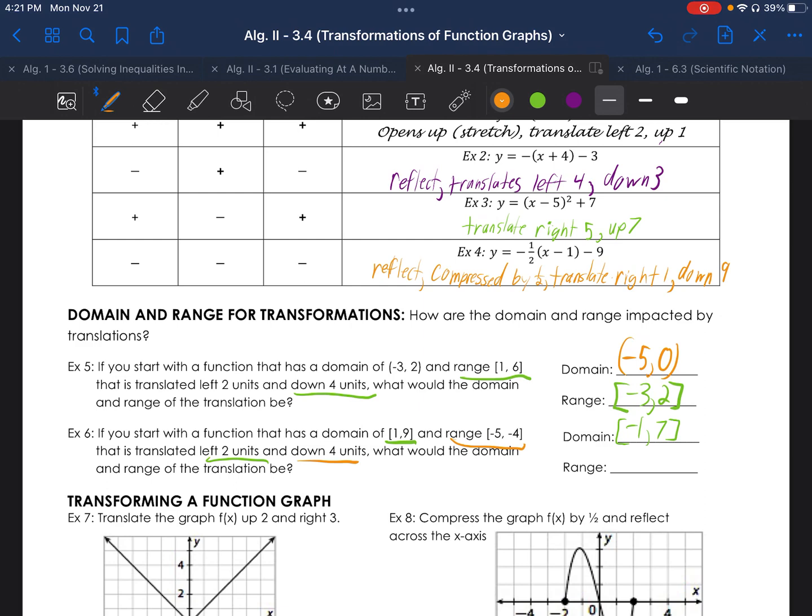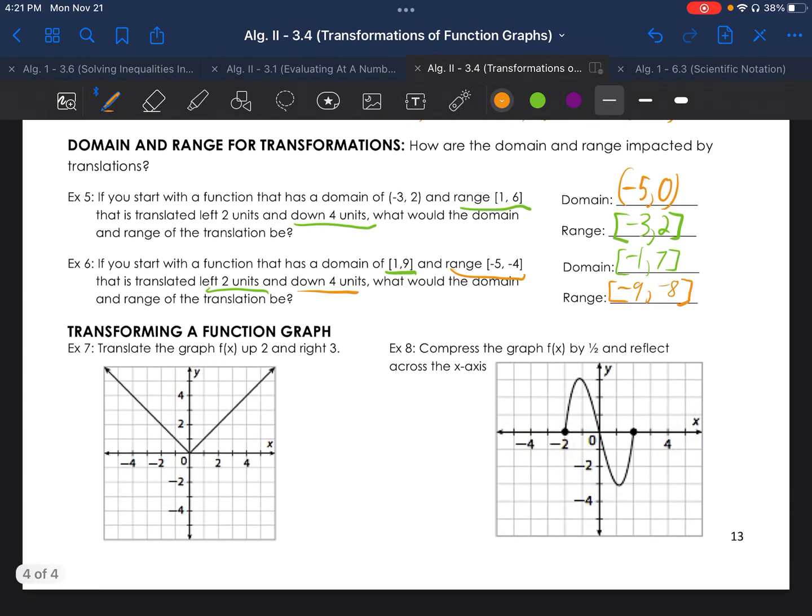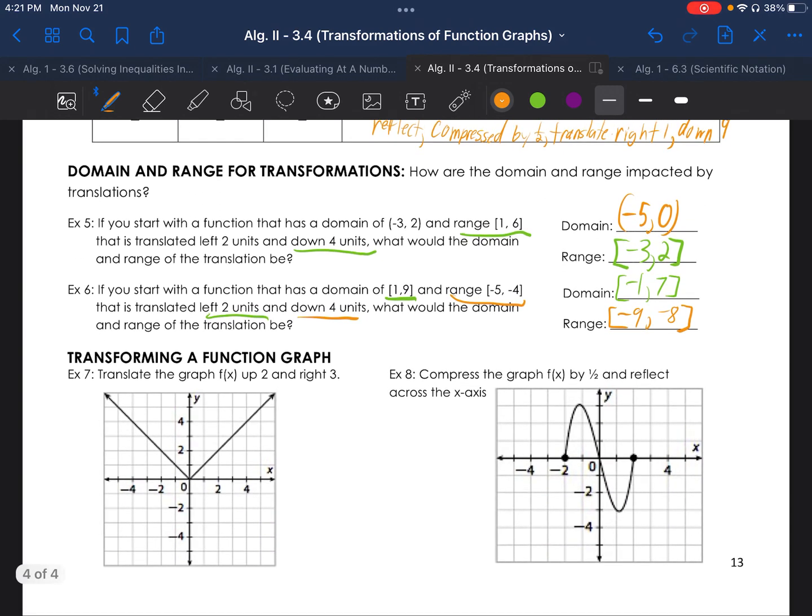The range goes down 4 units, so that means minus 4. So negative 5 minus 4 is negative 9. Negative 4 minus 4 is negative 8. Started in brackets, it'll end in brackets. And that's your new domain and range.